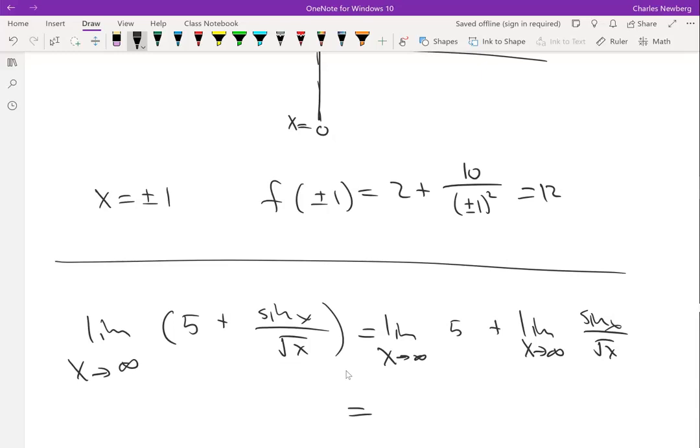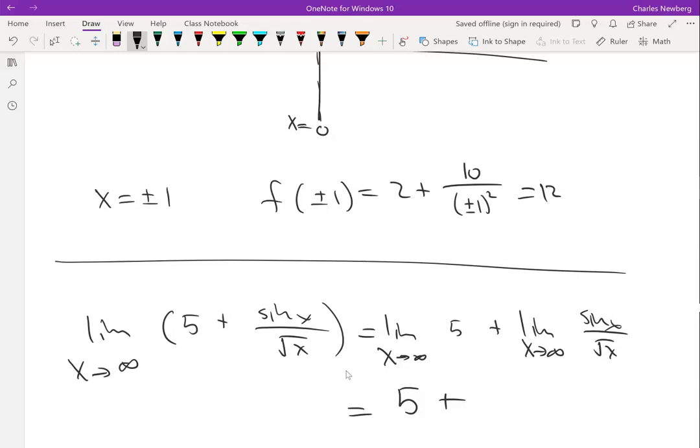And what is that limit, Mark? I heard 5, right? The limit of a constant is a constant. Yeah, it's a horizontal line. It's 5.